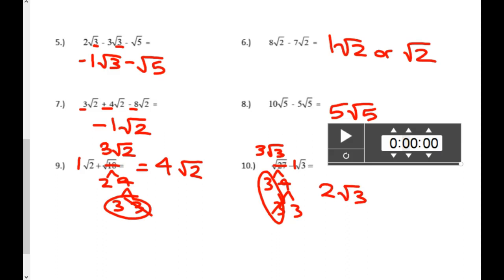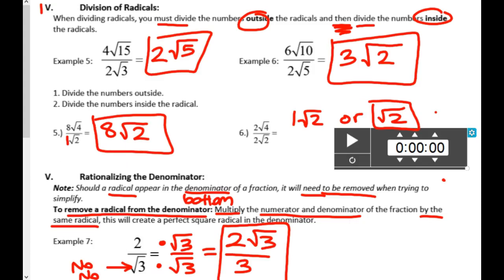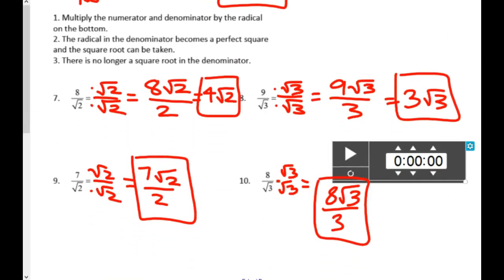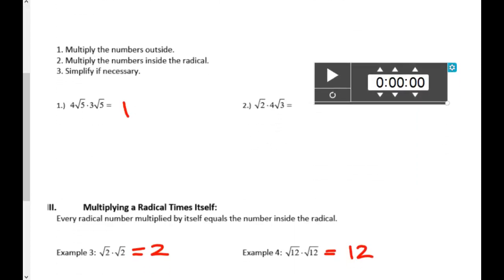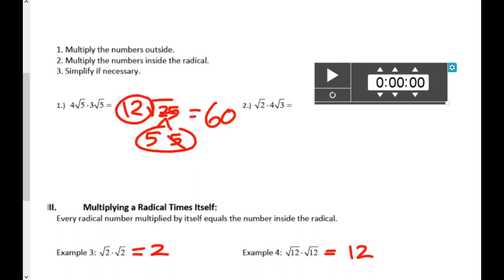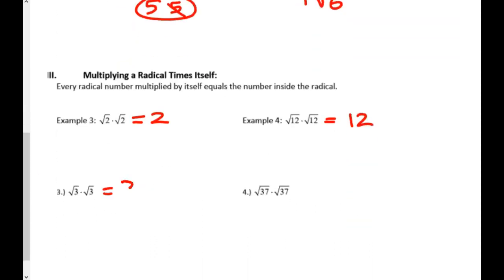Just to make sure this whole packet's done, check your answers for the other ones. Okay? We talked about the answers for number 4 here and for 5 here. So, real quick, make sure you have these answers. This was 12 square root of 25, which breaks down into 5 times 5, which would be 12 times 5, which is 60. 1 times 4 is 4. 2 times 3 is 6. That does not reduce. And then down here, these were pretty easy. 3 and 37.